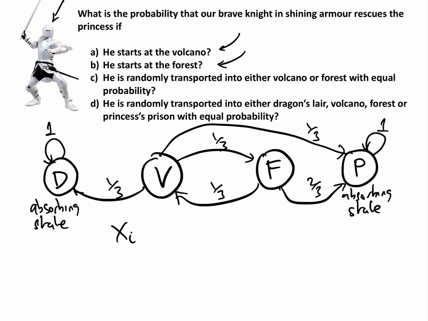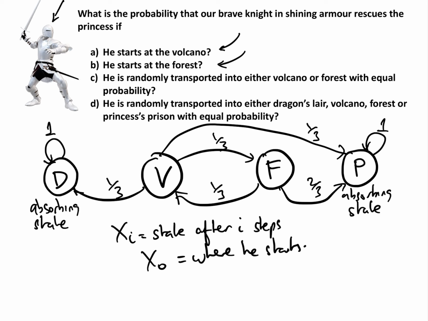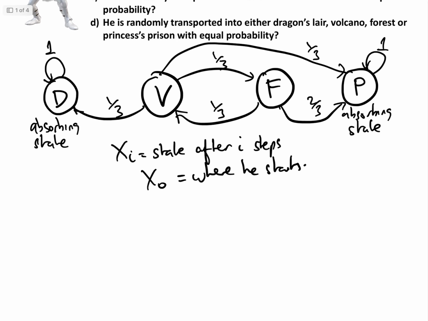Okay, and basically what we're going to do is make a few definitions here. So let's call X_i the state that he is in after i steps. So state X_0, and actually that's the only one we're going to be interested in this video. By the way, there is another video after this, but in this particular video, X_0 will just be where he starts, what state he starts in.